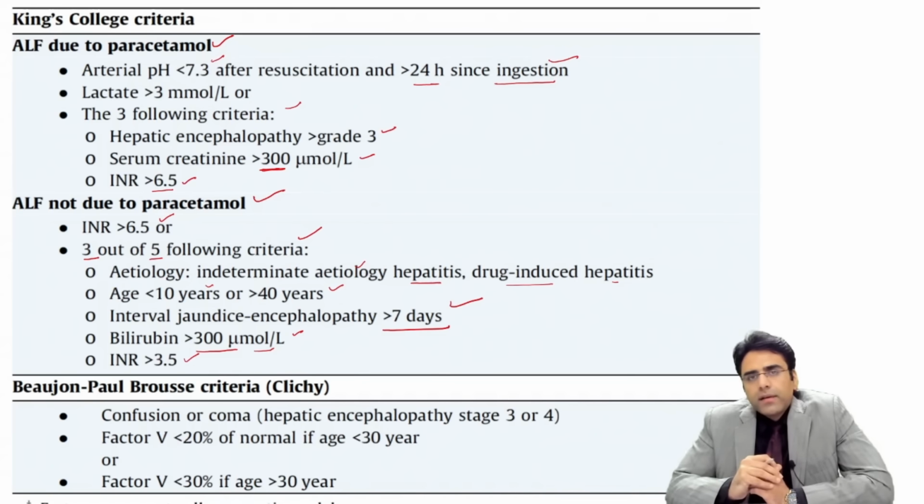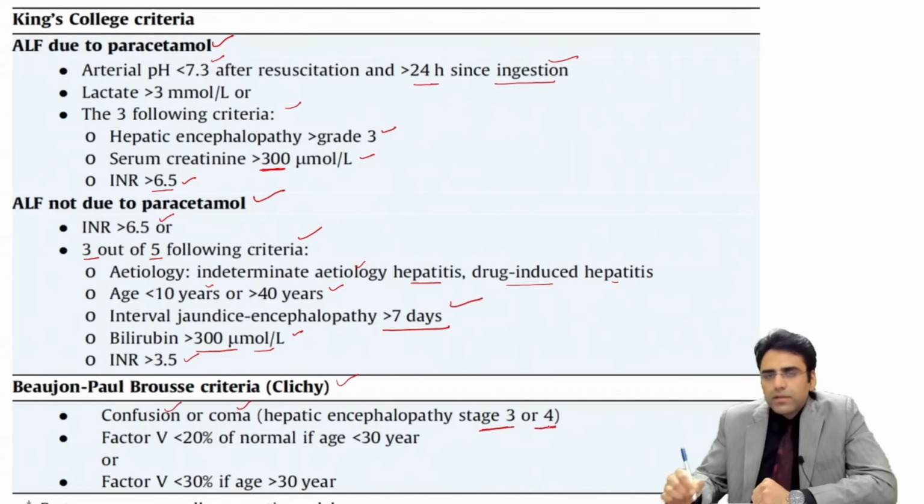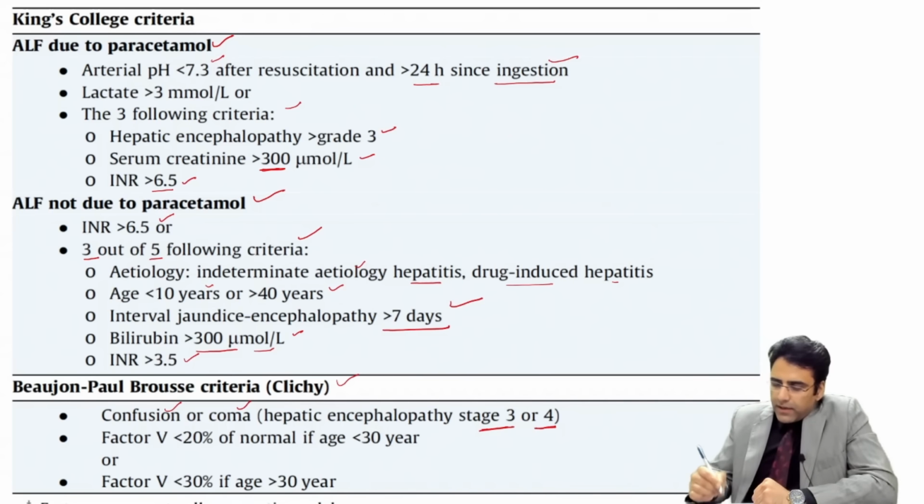Another important criteria which is also asked in the exam is the Bijon-Paul-Brose criteria, also called Clichy's criteria. It includes the development of confusion or coma in the patient, or hepatic encephalopathy stage 3 or stage 4. Then factor 5 less than 20% of the normal if age is less than 30 years, or factor 5 less than 30% if age is more than 30 years.